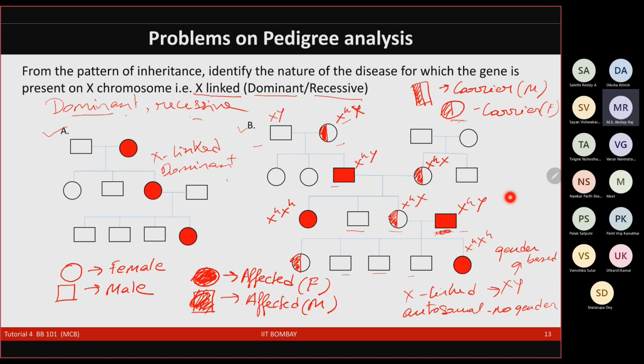Could you please explain A one more time? This one, example number A, the X-linked dominant one.